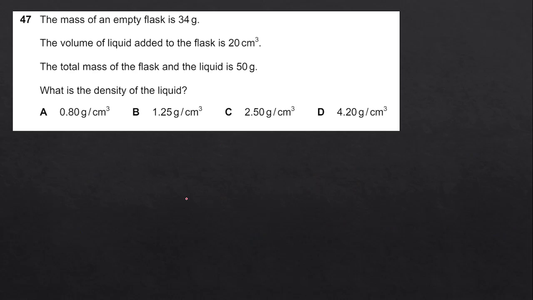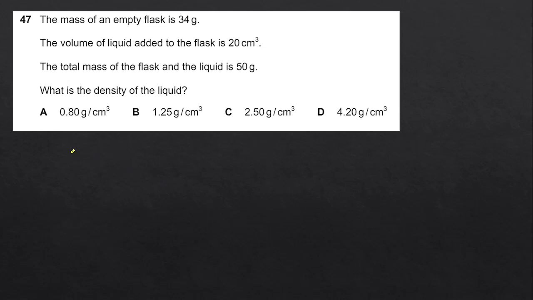Question 47. The mass of an empty flask is 34 gram. The volume of the liquid added to the flask is 20 cm cube. The total mass of the flask and the liquid is 50 gram. What is the density of the liquid? Now to find the density of the liquid, we have to find what is the mass of the liquid added.